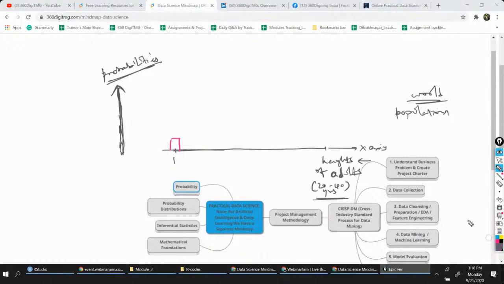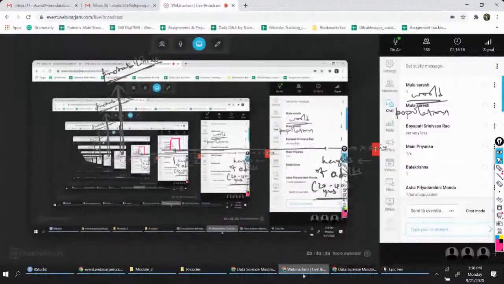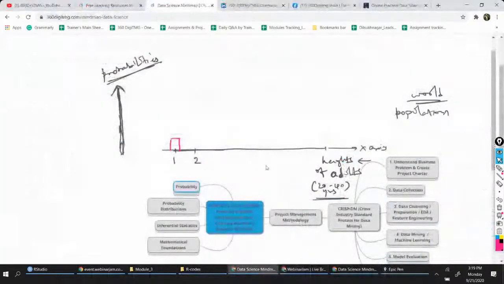Now, what is the chance that I have to find a person who is 2 feet tall? 1 feet is very little. What would happen to a 2 feet tall person? A little more, right? A little more. So I will mark this like this. Similarly, I will be marking for 3 feet, 4 feet, 5 feet, 6 feet, 7 feet, 8 feet, 9 feet, and so on and so forth.